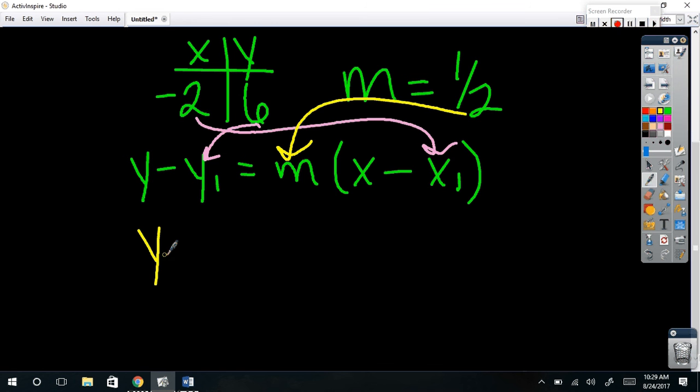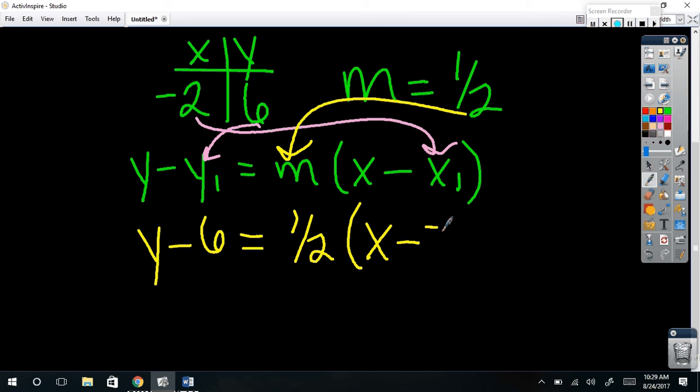So y'all got confused because one of them changed to a plus. So watch what happens. Y minus 6 equals slope times x minus -2. What happens when you subtract a negative number? Plus 2. Turn that dude to a positive.